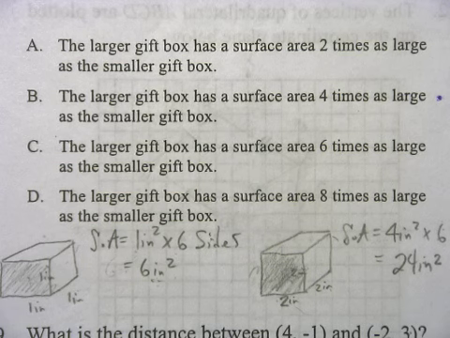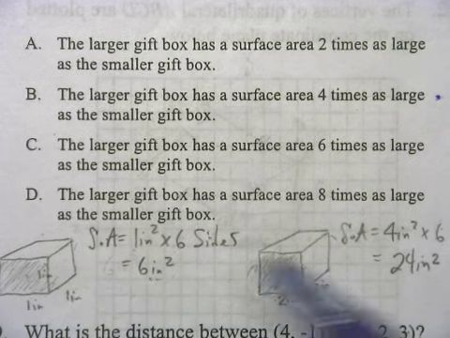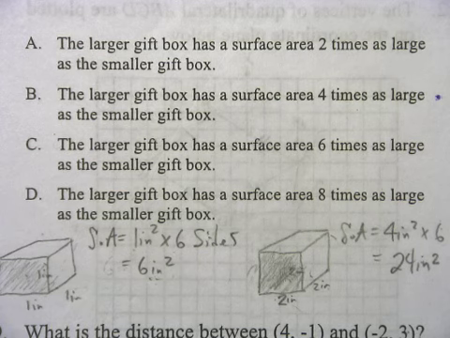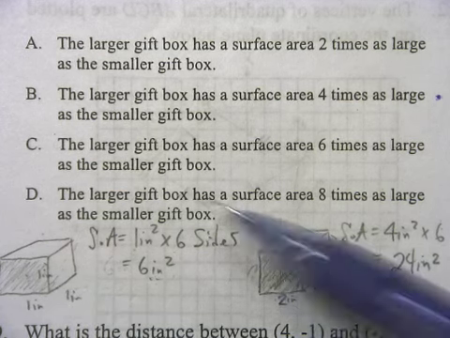And listen, it doesn't matter what number you picked. No matter what numbers you picked for the first one, if you double them for the second one, the surface area is going to be 4 times as big. And the answer was going to jump out at you. Okay, so the answer to number 8 is going to be B.